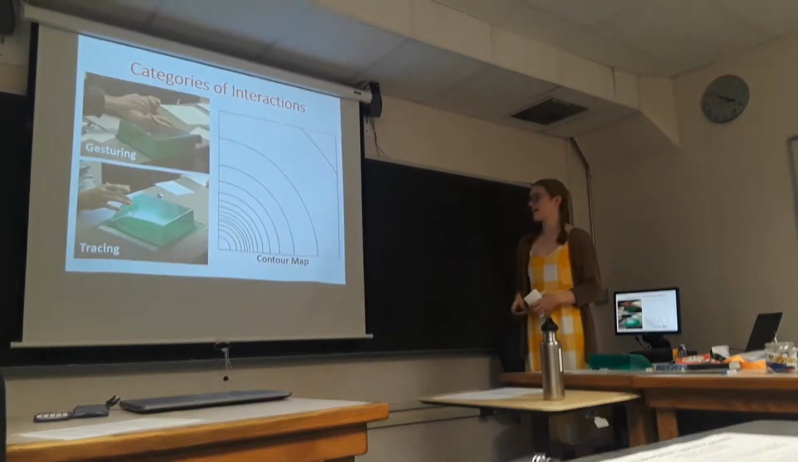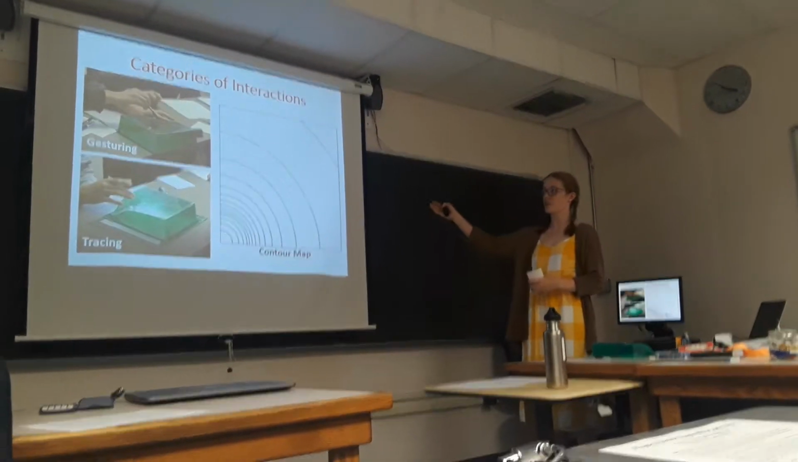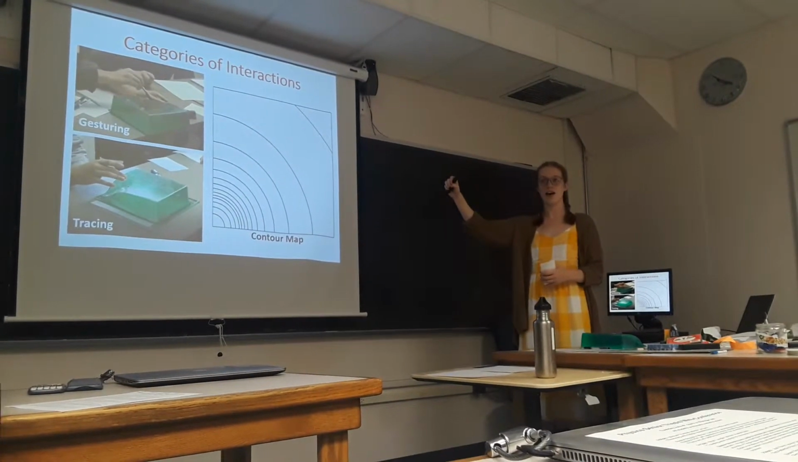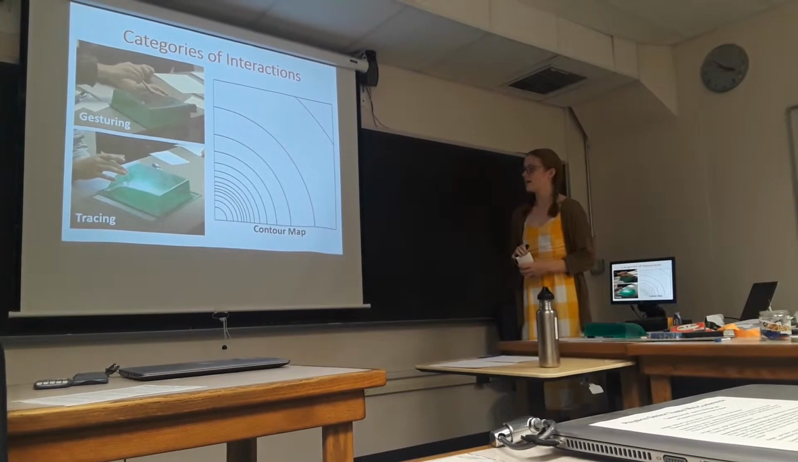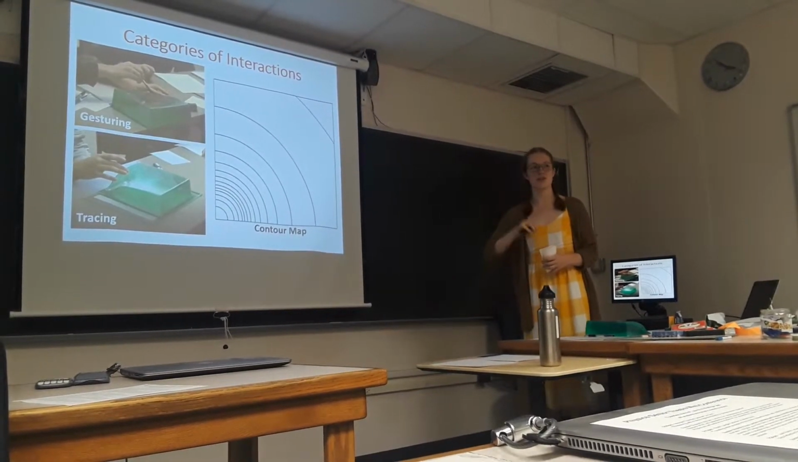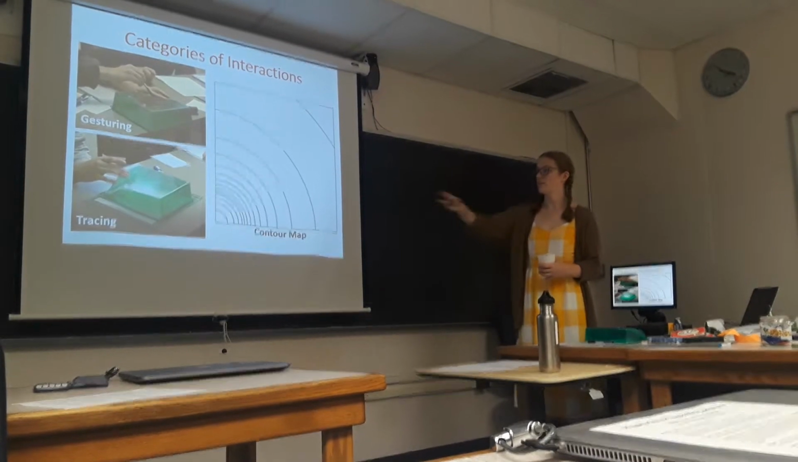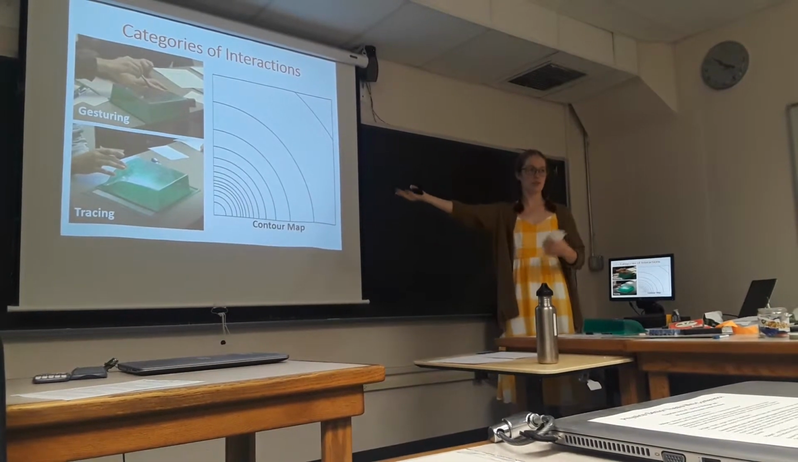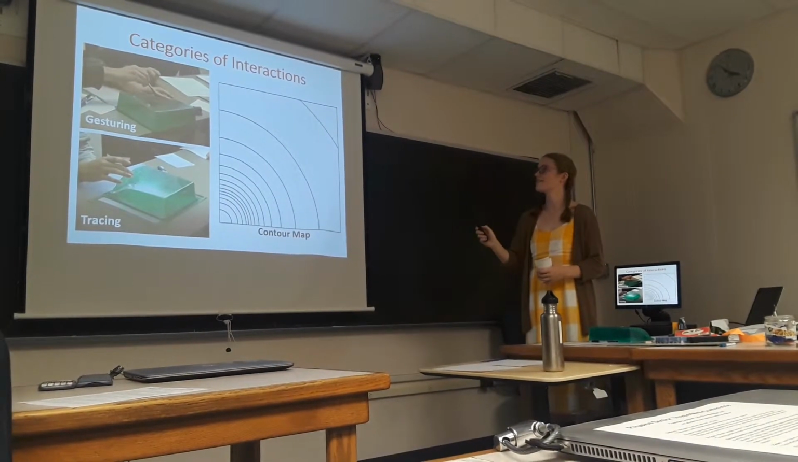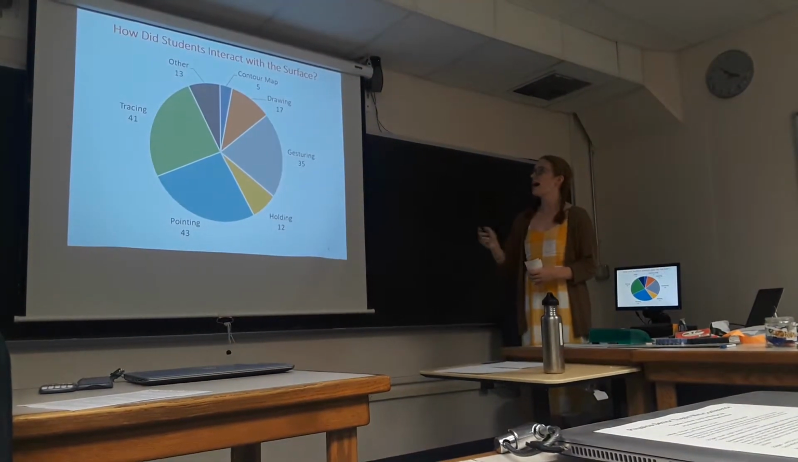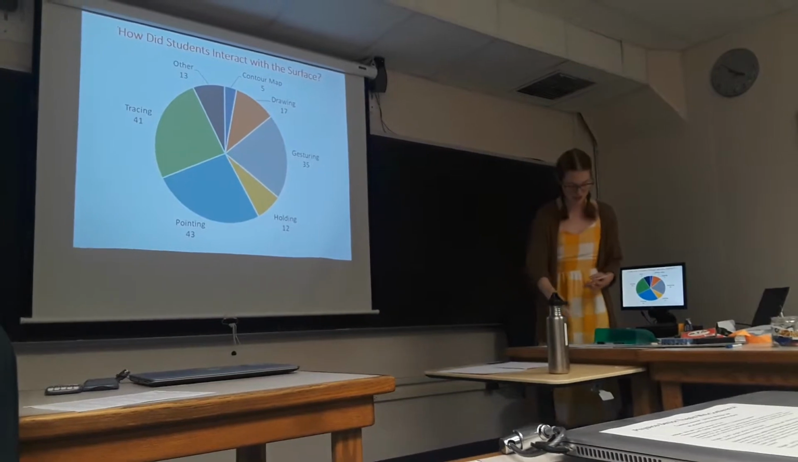And then the last category is contour map. This is the contour map that the students were provided. I have not added nor deleted anything from that. And the contour map category was simply the students interacting with it in any way. Tracing was self-explanatory, students tracing things on the contour, or on the surface. So, how did students interact with the surface?